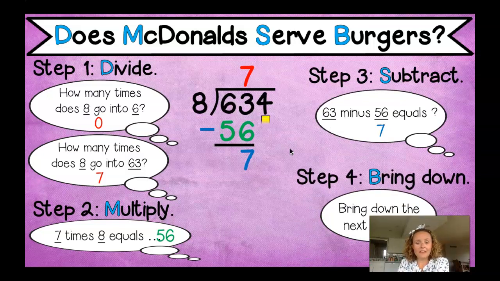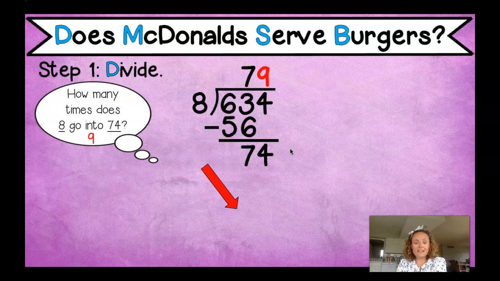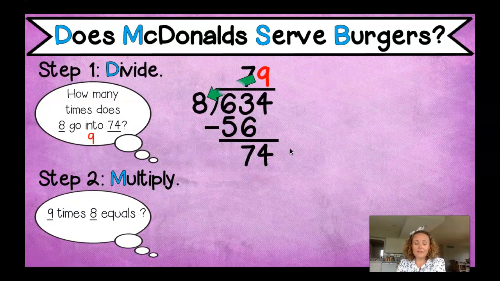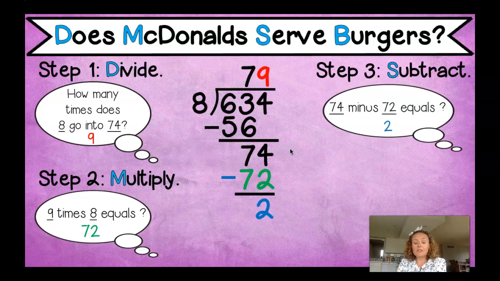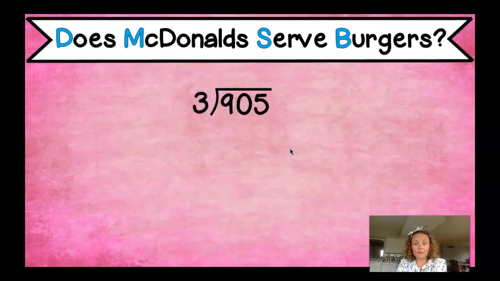Bring on down that 4. How many 8s fit into 74? Well, 10 8s would be 80. And 9 8s would be 72. 9 times 8 is 72. We do our multiplication. We write our product down there. 74 minus 72 is 2. Nothing else to bring down, so that's a remainder of 2.